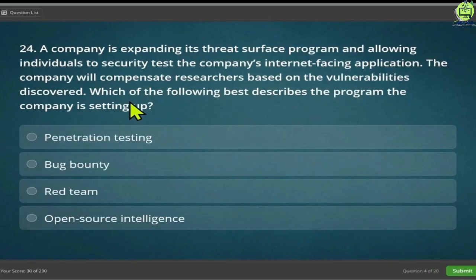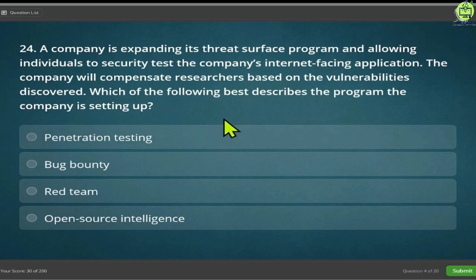A company is expanding its threat surface program and allowing individuals to security test this company's intranet-facing application. The company will compensate researchers based on the vulnerability discovered. Which of the following best describes the program the company is setting up?